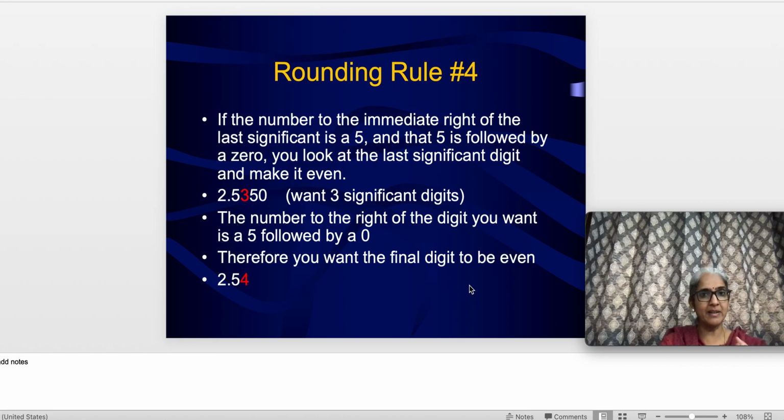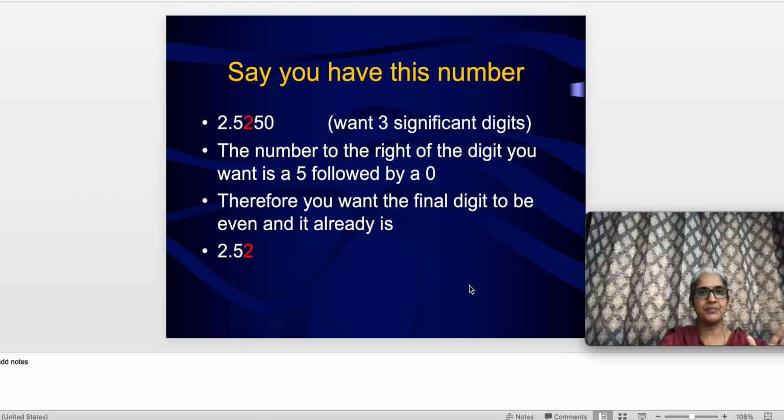But look at here, 2.5350, I want 3 significant digits. The last 2 digits are 50, so 50 and above I round off to the next possible digit, therefore 2.54. If it was 2.5349, I would have left it at 2.53, because 49 is lesser than 50 and therefore the rounding would not happen to the next digit.